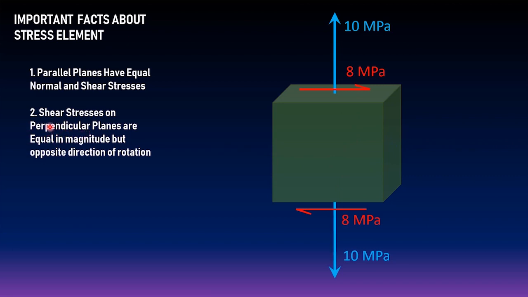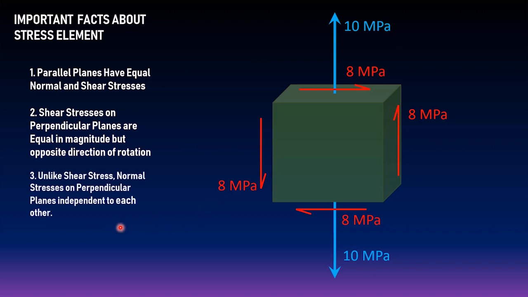Another idea, shear stresses on perpendicular planes are equal in magnitude but opposite in the direction of rotation. What does this mean? This plane has 8 megapascal shear, which tends to rotate the body clockwise. So if you're going to analyze any plane that is perpendicular to this plane, it should also have a shear stress of the same magnitude. In our example, it should be 8 megapascal, but it should rotate in a different direction. The reason for this is to satisfy the condition of equilibrium of rotation.